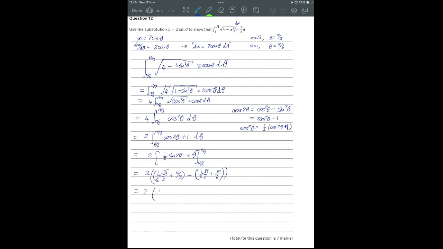So I'm left with 2 lots of pi by 3 minus pi by 6. I'm doing the last steps quite slowly because I know it's a show that question. Pi by 3 minus pi by 6 is going to give me pi by 6. And then 2 lots of that gives me the pi by 3 that the question wanted in the end. And we're complete.